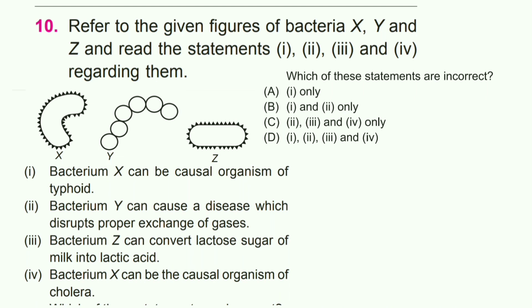Statement 3. Bacterium Z can convert lactose sugar of milk into lactic acid. Z is Lactobacillus. Lactobacillus converts lactose into lactic acid. So statement 3 is also correct. Only statement 1 is wrong. So option A is correct. Statement 1 only is wrong.